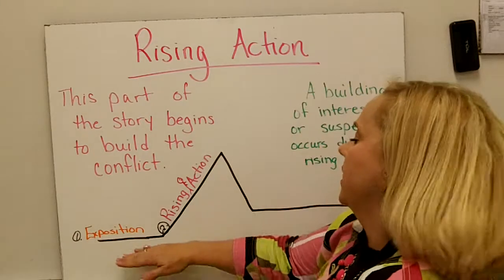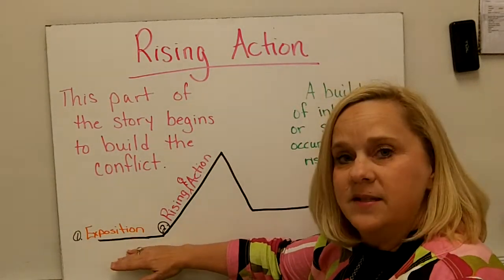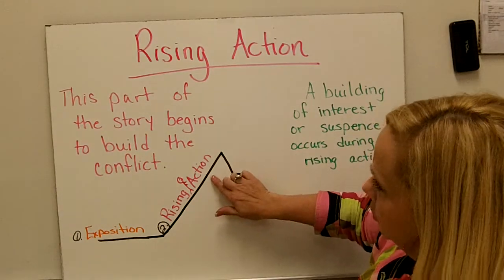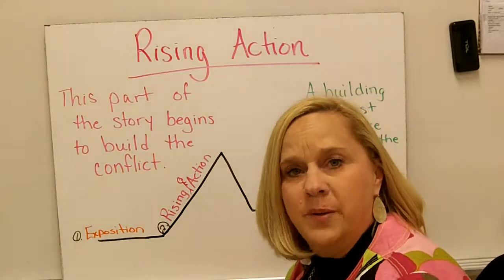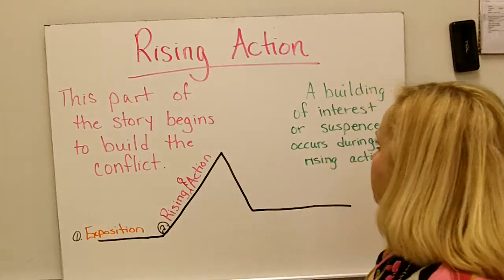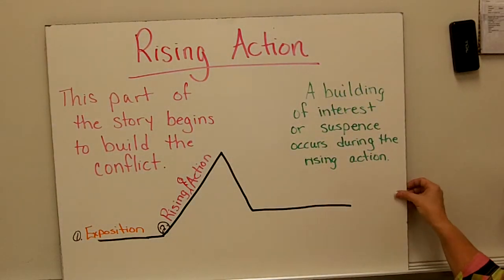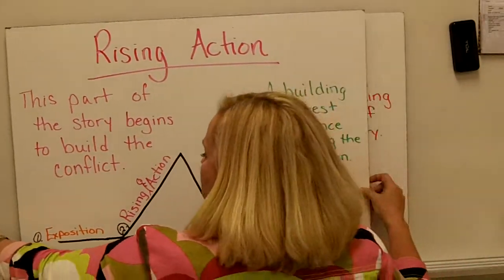The second part in the plot diagram, immediately after the exposition, comes the rising action. This is the part of the story that starts to build the conflict in the story. It's a building of interest or suspense that occurs during the rising action.